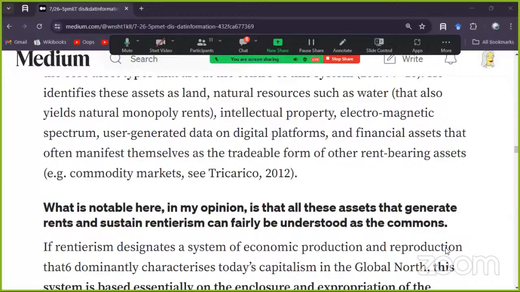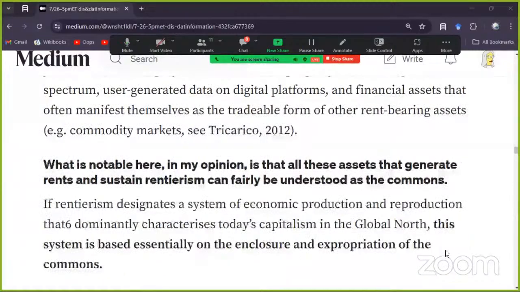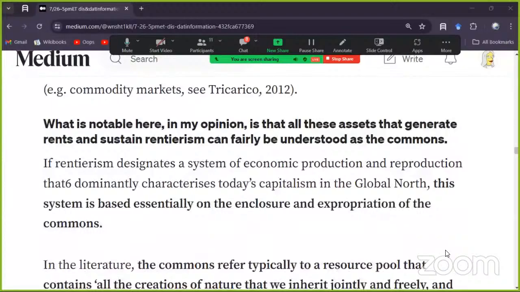What is notable here, in my opinion, is that all these assets that generate rents and sustain rentierism can fairly be understood as the commons. If rentierism designates a system of economic production and reproduction that dominantly characterizes today's capitalism in the global north, this system is based essentially on the enclosure and expropriation of the commons. Now, note that this is not only a kind of direct enclosure, but also has indirect elements in it as well. Or, you could refer to them as analog versus digital or a variety of other ways.